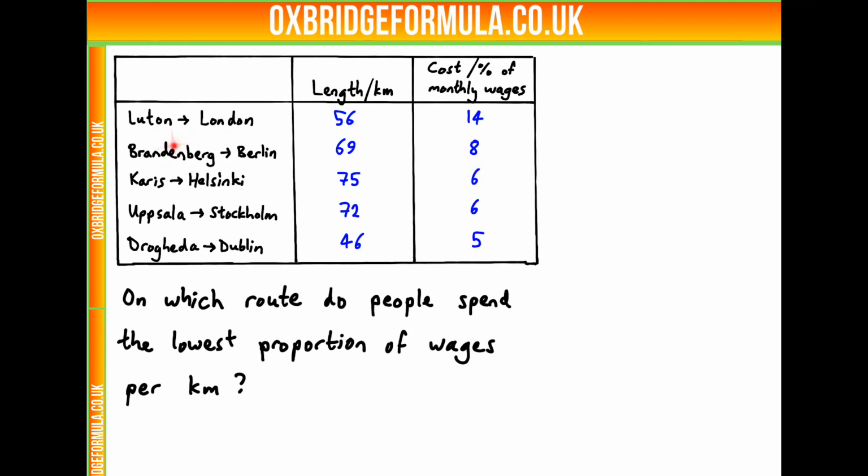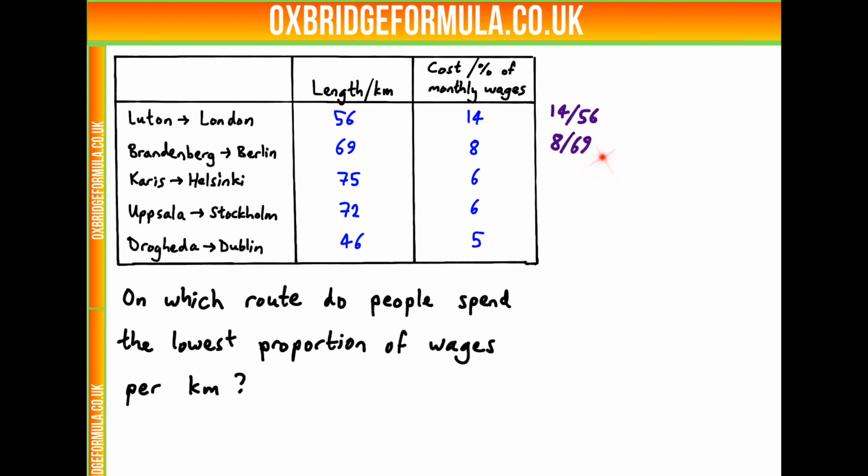So firstly, for Luton to London, we've got 14% of their wages divided by 56 kilometres. That's a proportion of wages per kilometre. So that gives us 14 over 56. There's no need to simplify it for now. Then let's just compare that directly with the next one down. So 8 over 69. Can we eliminate one of these?